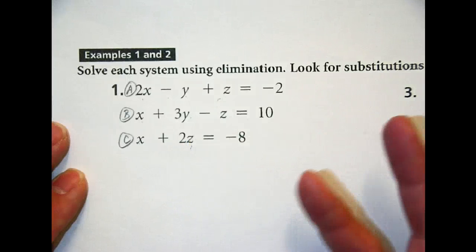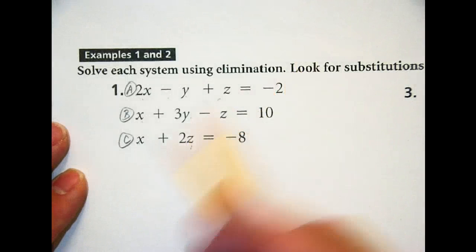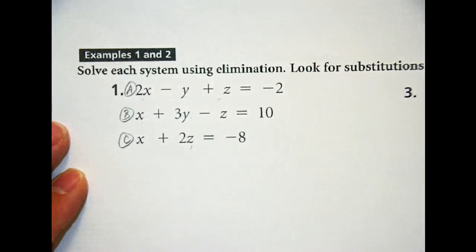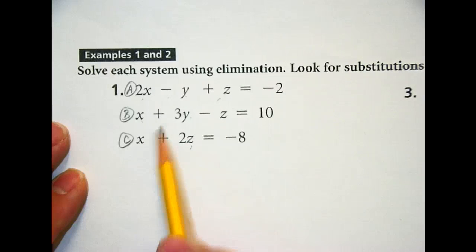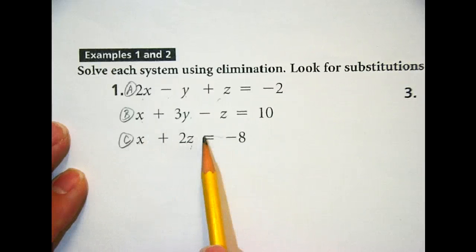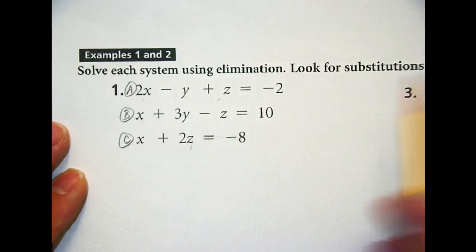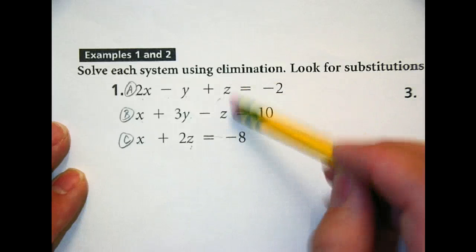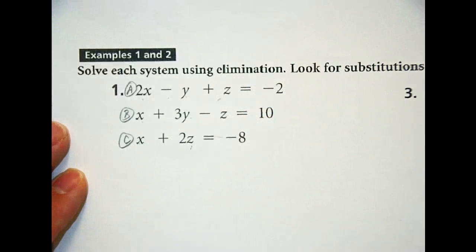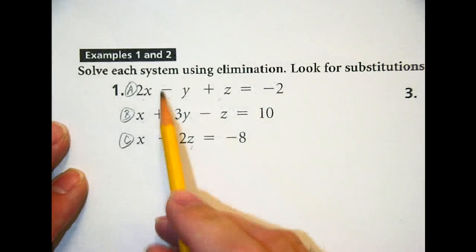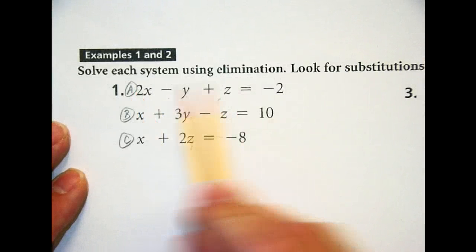So what would be the logical variable to eliminate? Y, right? It's already gone from the third equation. So since it's already gone from here, let's eliminate y from which two? A and B. So what I want you to tell your neighbor right now is how you're going to eliminate y from A and B.